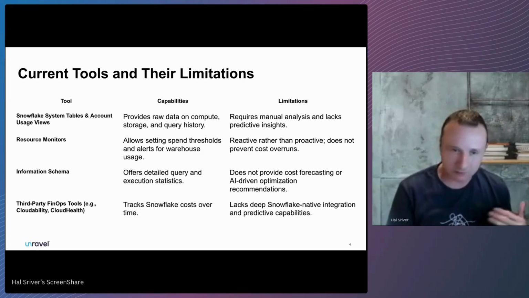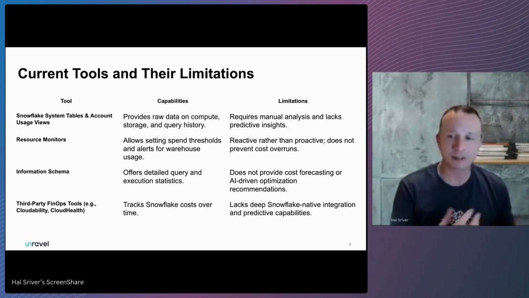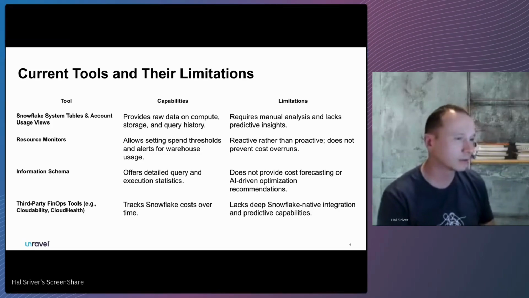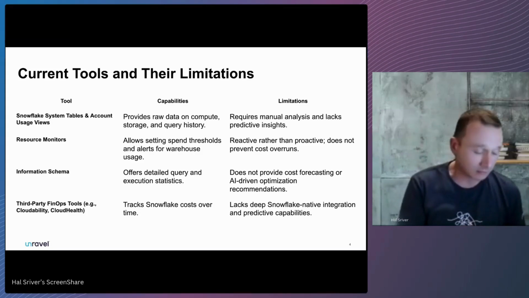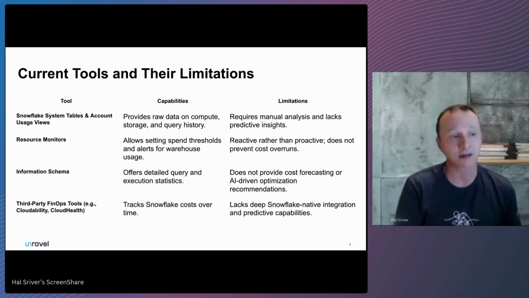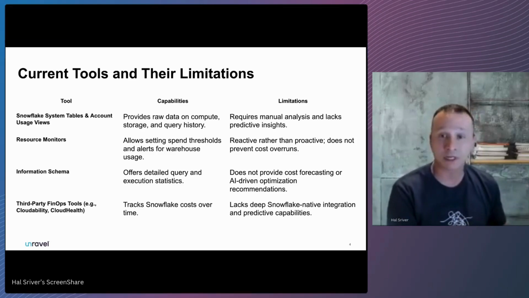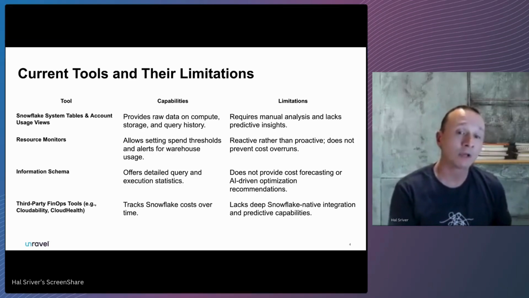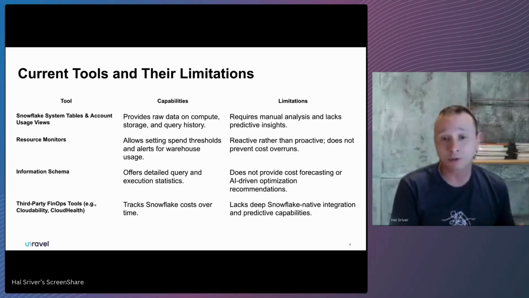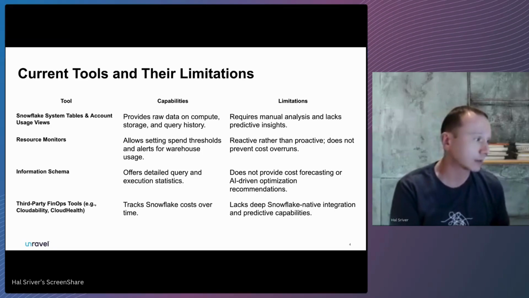Information schema, everybody's familiar with this. Obviously, quite a bit of detail that can be derived from that around your queries and some of the statistics with respect to those executions. But again, doesn't provide the cost forecasting, right? It doesn't have that AI-driven optimization and the recommendations around what can you do to mitigate this? What can you do to course correct from that standpoint?